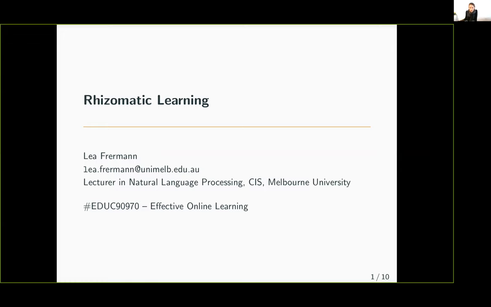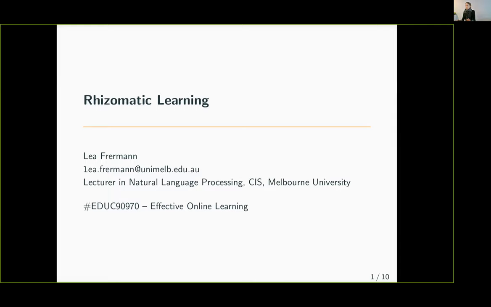Okay. I'll share my screen. You can watch the slides online as well, but you won't need to. So feel free to just stick with my shared screen. Can you see my screen, everybody? Yeah. Okay, great. So I'm going to tell you about rhizomatic learning, trying to keep it fairly concise for the next couple of minutes.